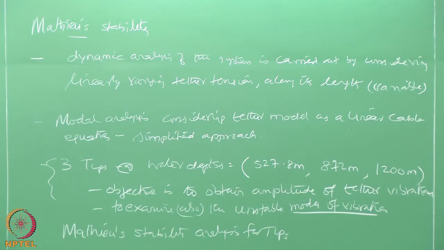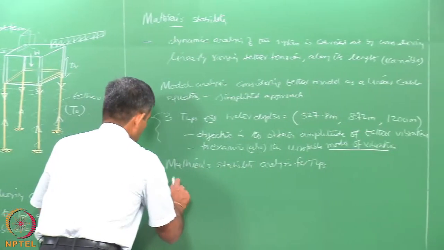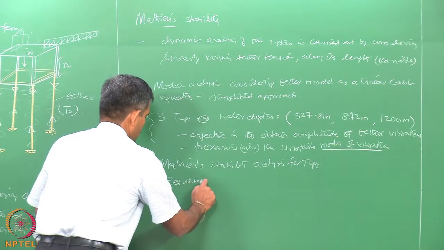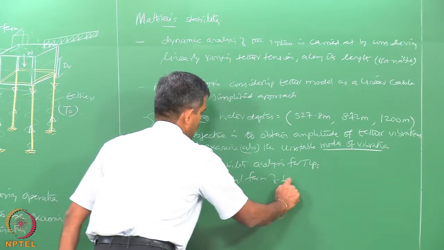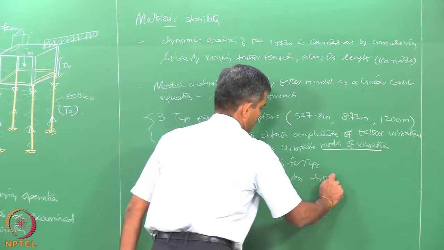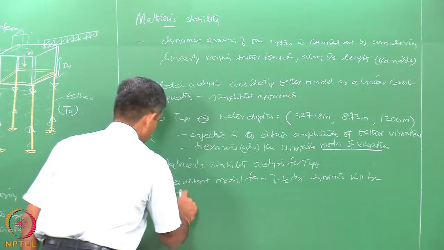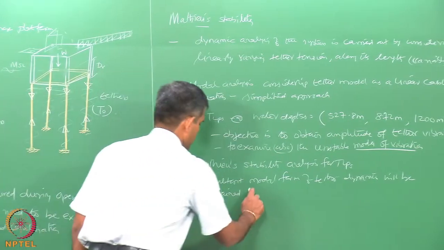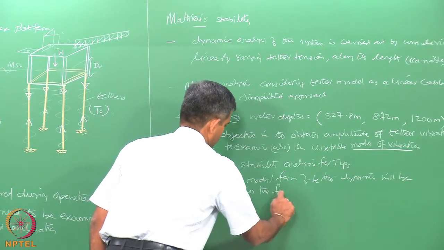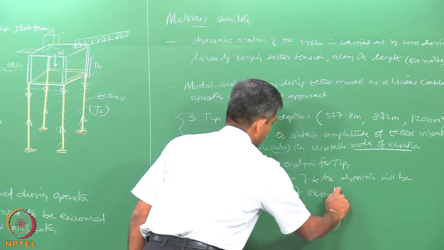The resultant modal form of tether dynamic model will be then obtained in the form of Bessel function. Okay. So, the resultant modal form of tether dynamics will be obtained in the form of Bessel's function, because then it is easy to check the stability.